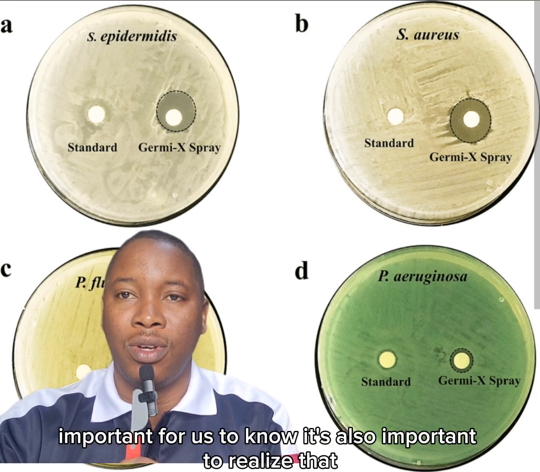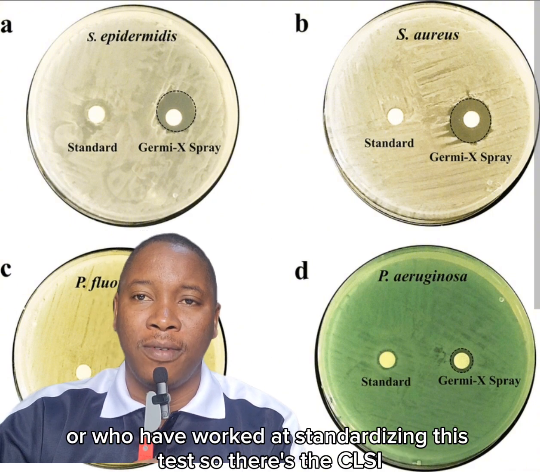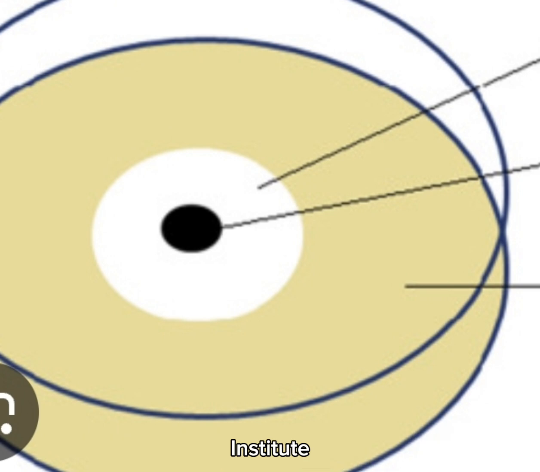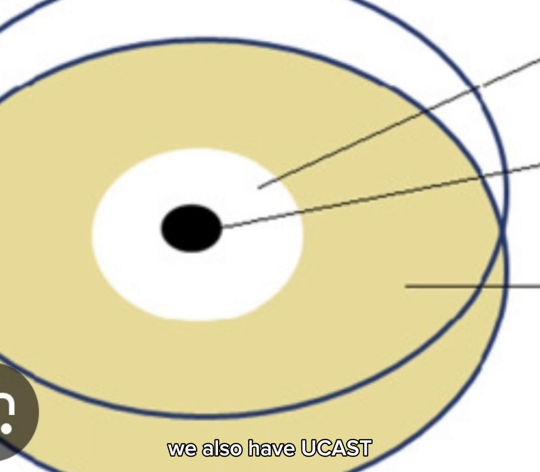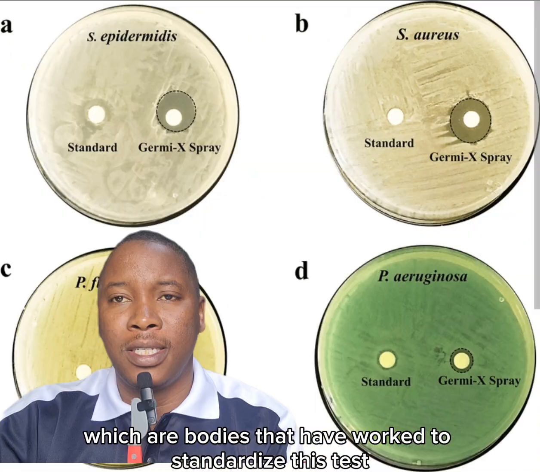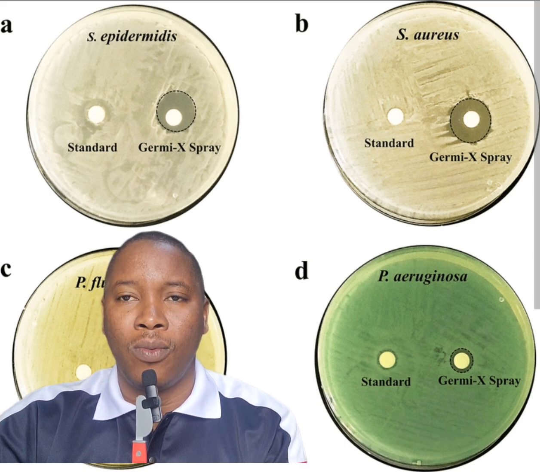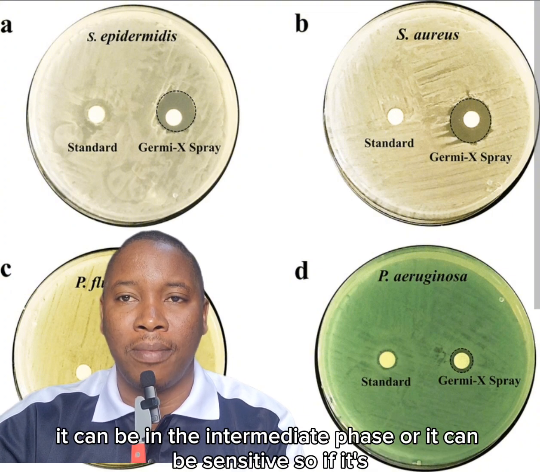It's also important to realize that there are bodies that are charged with, or who have worked at, standardizing this test. So there's the CLSI, that's the Clinical and Laboratory Standards Institute. We also have EUCAST, which are bodies that have worked to standardize this test, this process. So in the standardizing of this process, you have about three categories. Your antibiotic can either be resistant, it can be in the intermediate phase, or it can be sensitive.